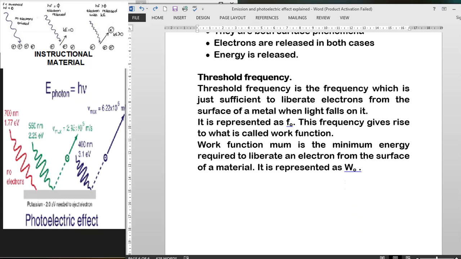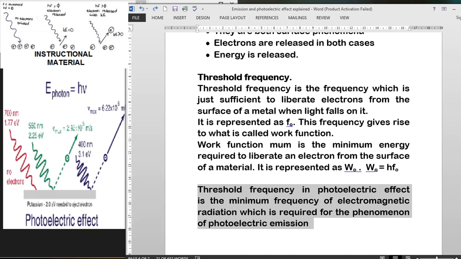So it is denoted with W0. That is what it is denoted with. And W0 equals hf0, where W stands for work, and work is the same as energy. Since it's the minimum energy, it can also be equated to Planck's constant multiplied by the minimum frequency, which informs us that the work function is gotten from the threshold frequency. So the minimum energy required for an electron to be liberated from the surface of the material is what we are calling the work function.